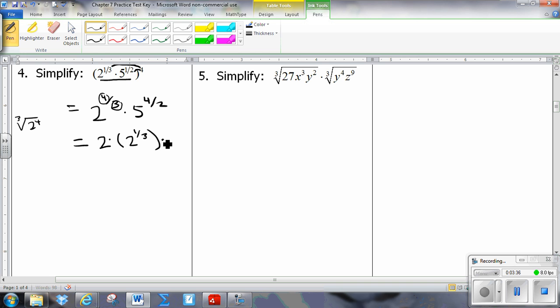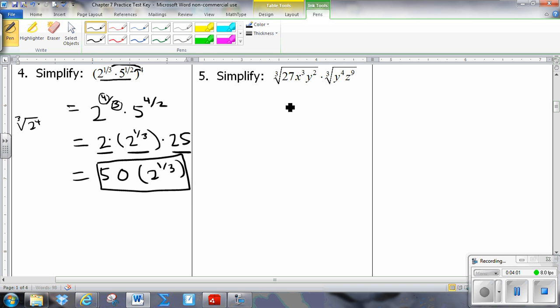5 to the 4 halves is 4 divided by 2 is 2, so 5 squared is 25. Okay, now we got 2 times 25. We got 3 pieces here, but with multiplication, you can multiply in any order. So I'm going to multiply the 2 times the 25 first. 2 times 25 is 50. And then I got 2 to the 1/3 still. And that's it.